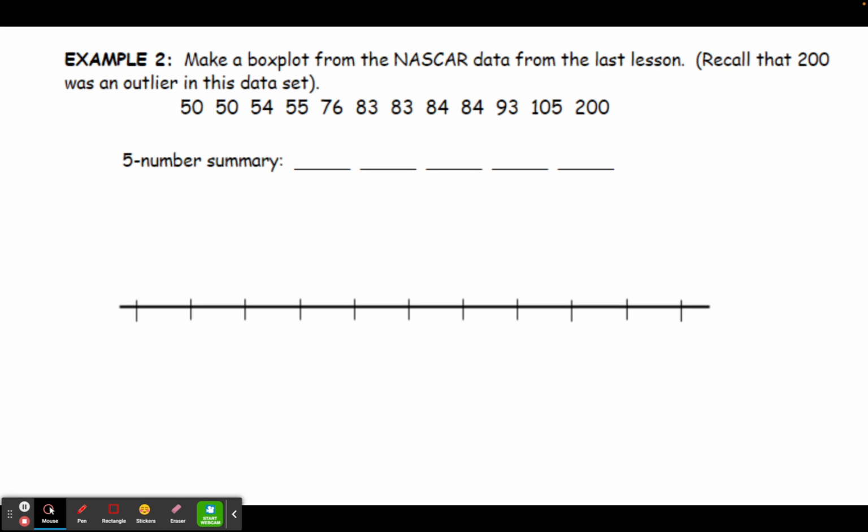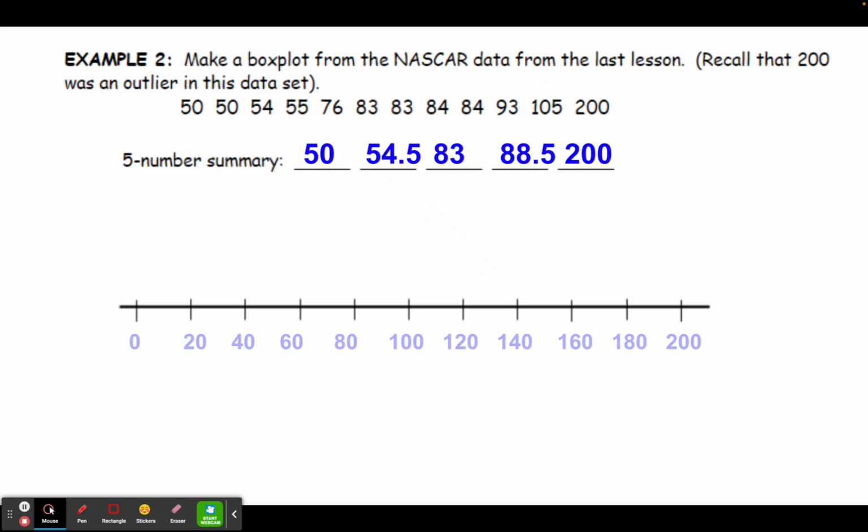Now we're going to do the same thing with the NASCAR data from the last lesson. And remember, in the last lesson, we calculated that 200 was an outlier. When we have a data set with outliers, we want to show those on the box and whisker plot. If you go ahead and put those numbers into your calculator and find the 5-number summary, the minimum is 50, Q1 is 54.5, the median is 83, Q3 is 88.5, and the maximum value, of course, is 200.